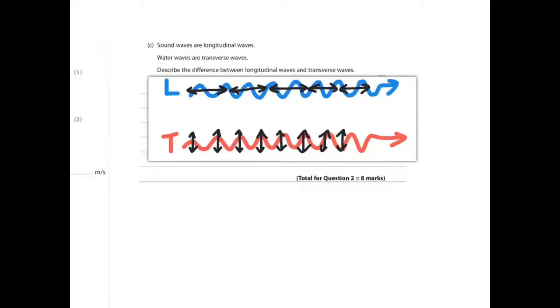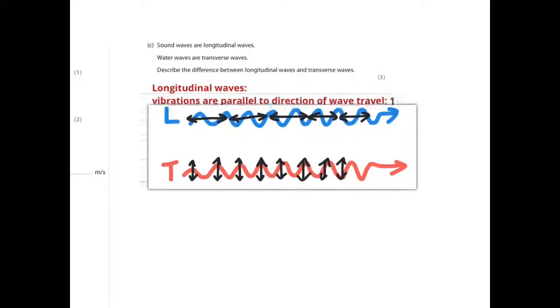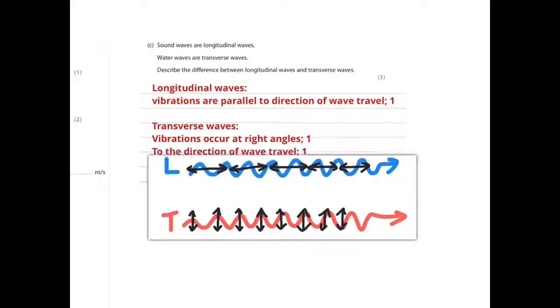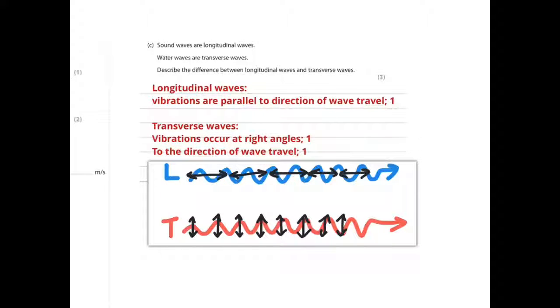So with longitudinal waves, as the wave travels forward, particles vibrate back and forth in the same direction as the wave. But with transverse waves, as the wave travels forward, vibrations occur at 90 degrees to the direction of the wave, or oscillate at right angles. So you write this. Longitudinal waves, vibrations are parallel to the direction of wave travel, so they move in the same direction as the direction of wave travel. Transverse waves, vibrations occur at right angles to the direction of wave travel.